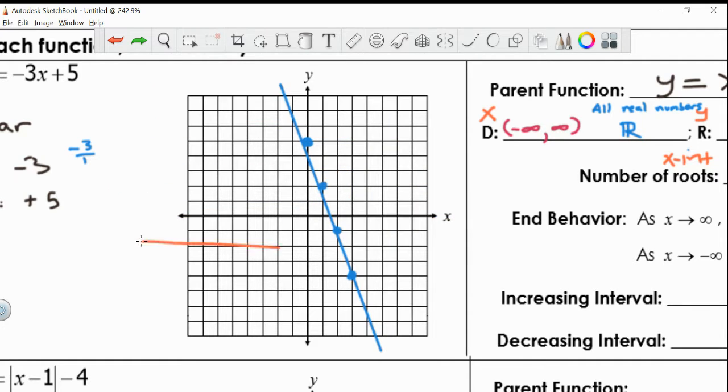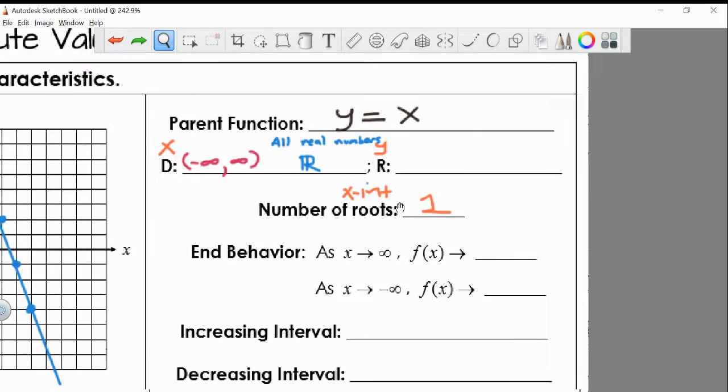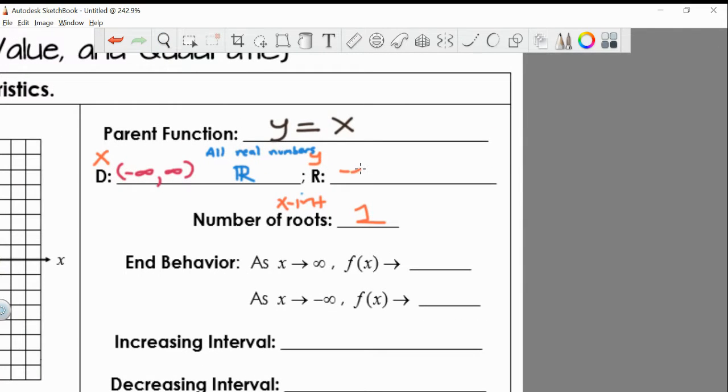Same thing. Is our graph down here at -2? Yes. -4? Yes. -6? Yes. -8? Yes. Is our graph going down forever? Yes. Our graph is going to be all the way from negative infinity to positive infinity. But the easier way to write that would be all real numbers.